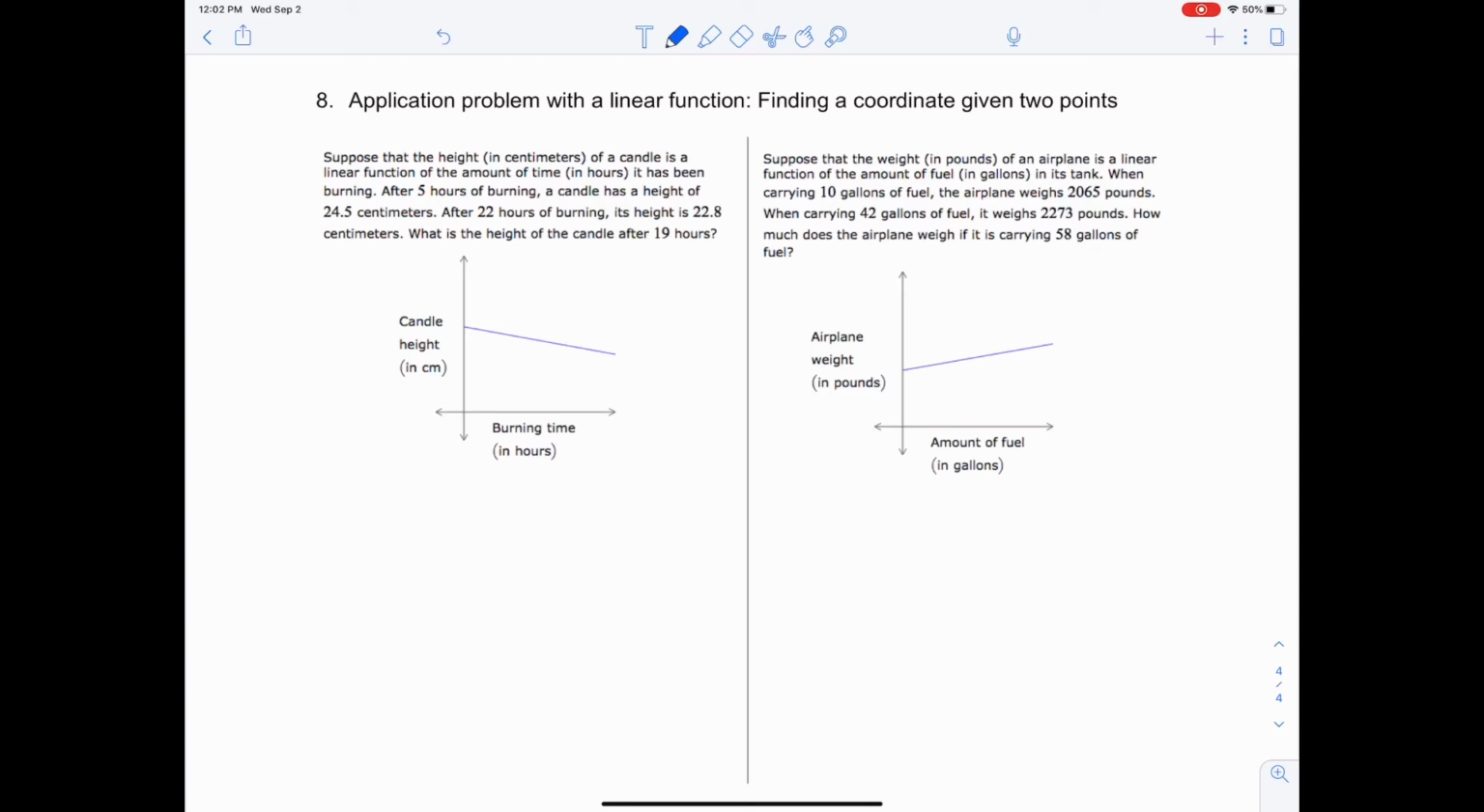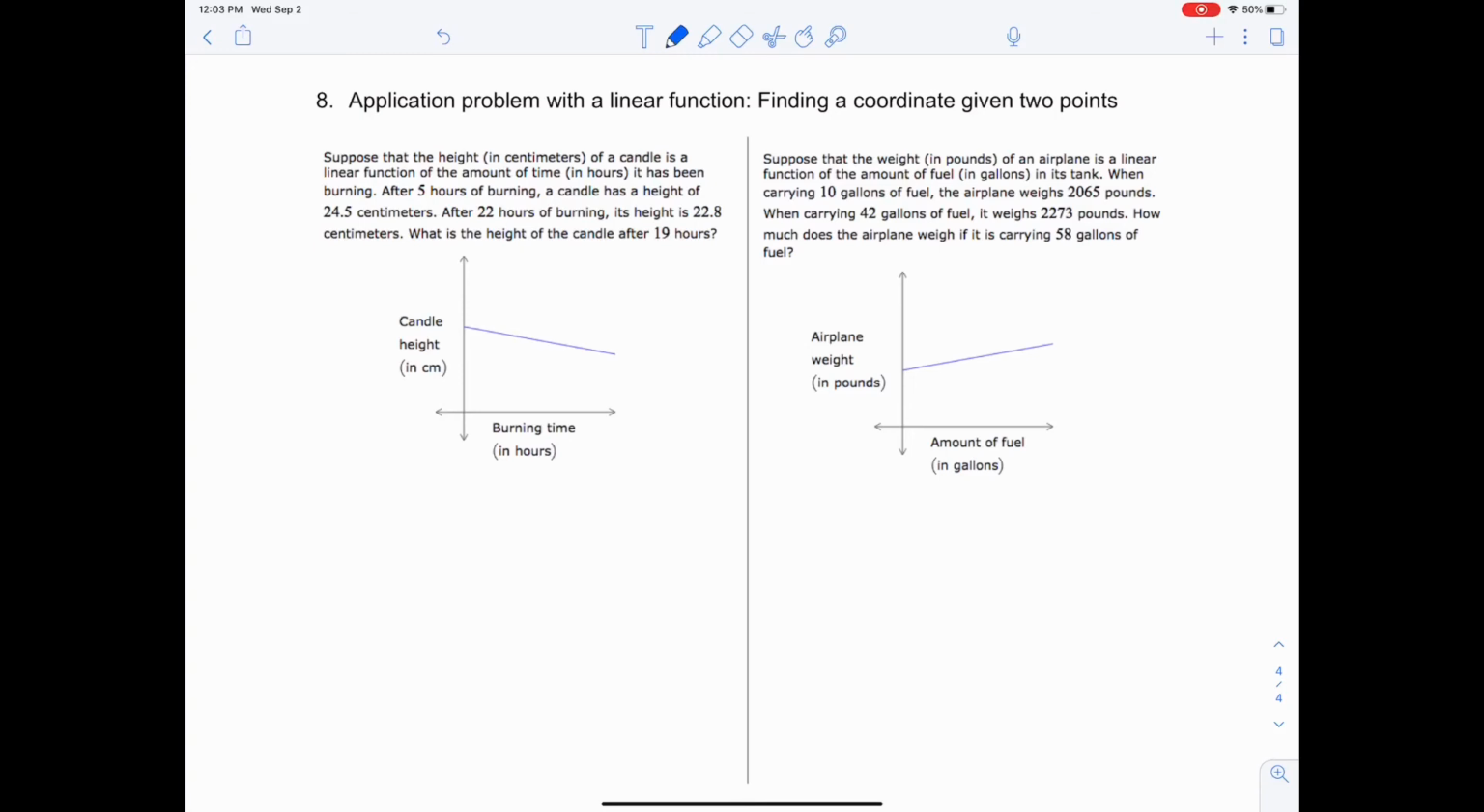Suppose that the height in centimeters of a candle is a linear function of the amount of time in hours it has been burning. After 5 hours of burning, a candle has a height of 24.5 centimeters. After 22 hours of burning, it has a height of 22.8 centimeters. What is the height of the candle after 19 hours? So it seems like a lot, but let's try to just break down what we have first here.